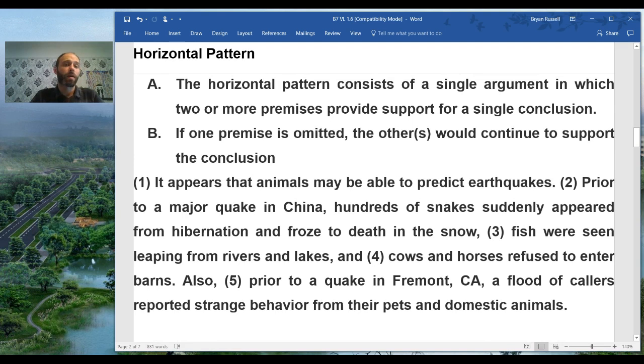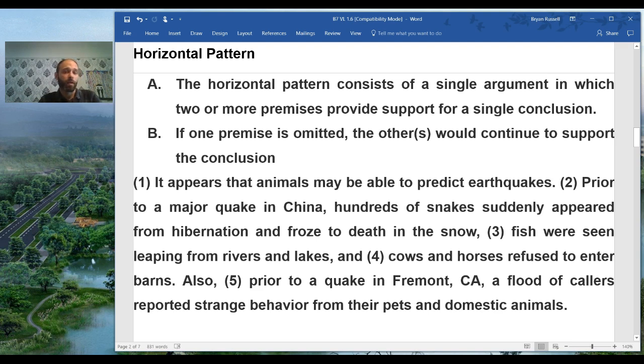All right, another pattern we'll see is called the horizontal pattern. So the horizontal pattern consists of a single argument in which 2 or more premises provide support for a single conclusion. And they relate to the conclusion such that if one premise was taken away, the others would continue to support the conclusion.